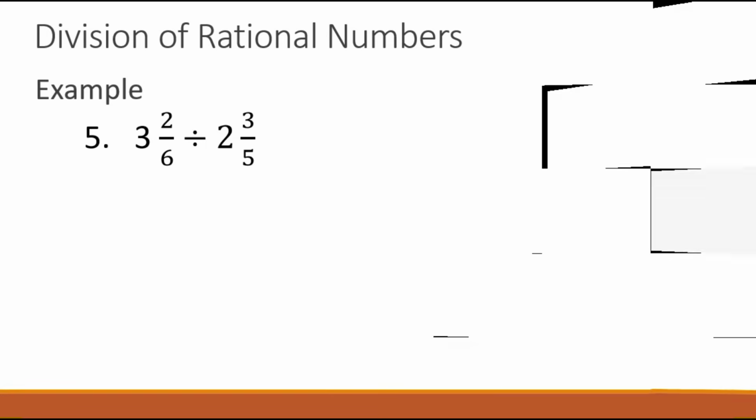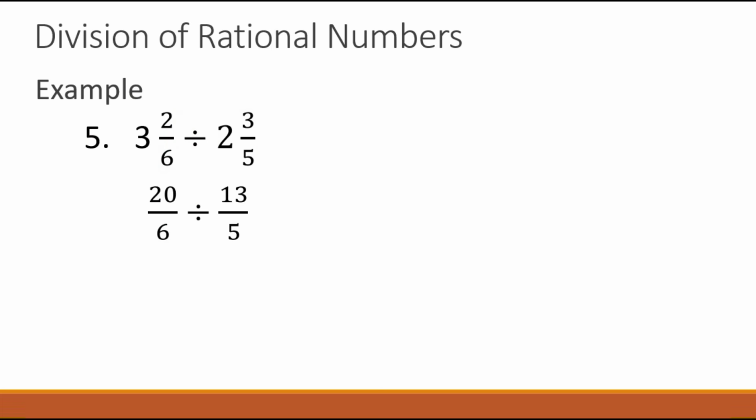Let's have now the last example. Number 5, we have 3 and 2 over 6 divided by 2 and 3 fifths. Here, we need to change the mixed numbers into their equivalent improper fractions. So the equivalent of 3 and 2 over 6 is 20 over 6. How did we get that? 3 times 6 is 18. 18 plus 2, that's 20. So the answer is 20 over 6.